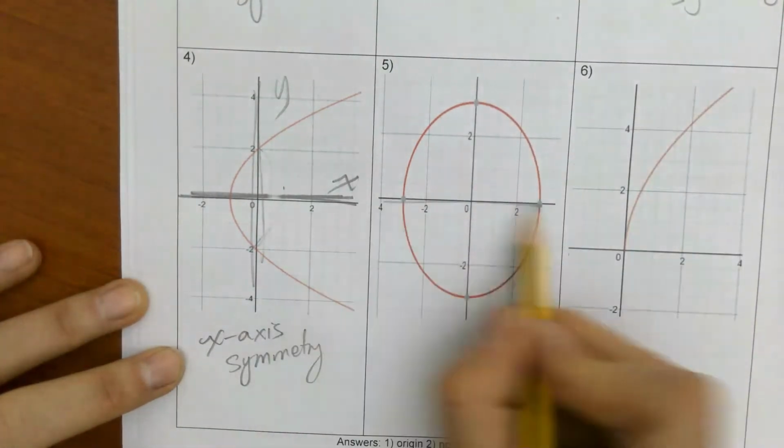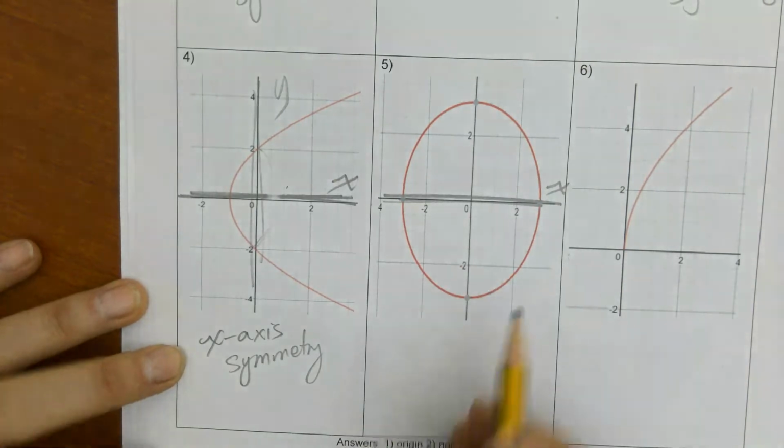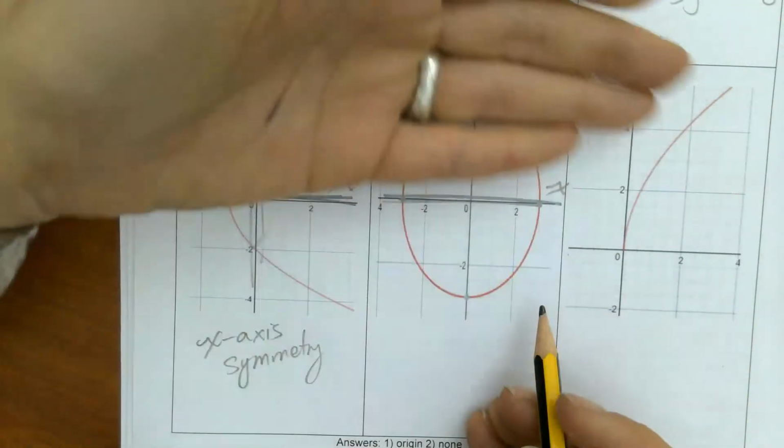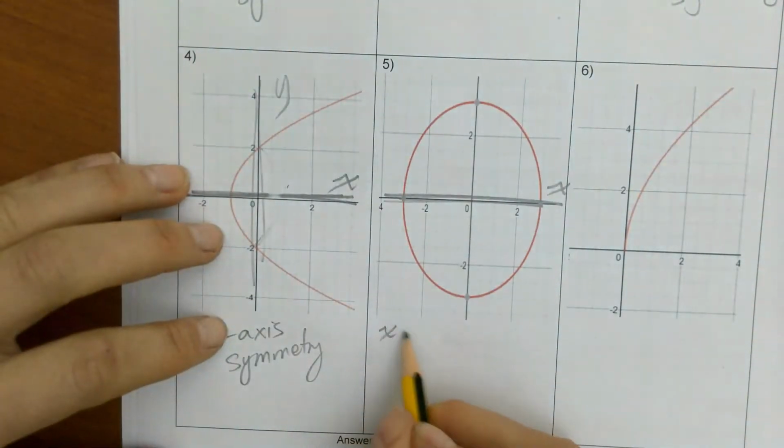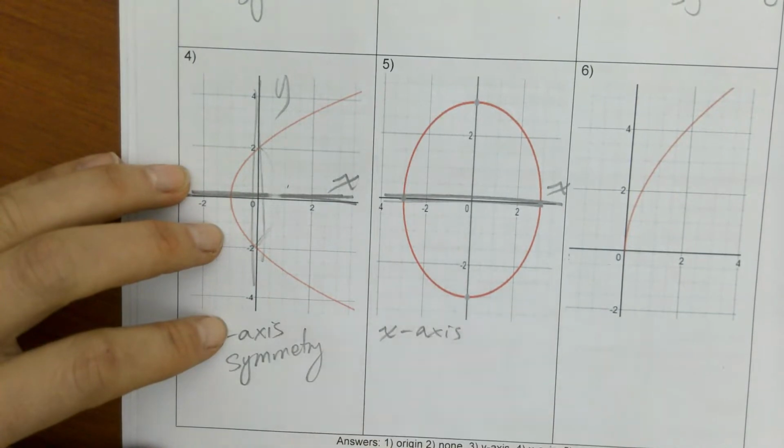So let's look at x-axis here. Is it the same from here to here? Yes. So it has x-axis symmetry. Let's look at the y.